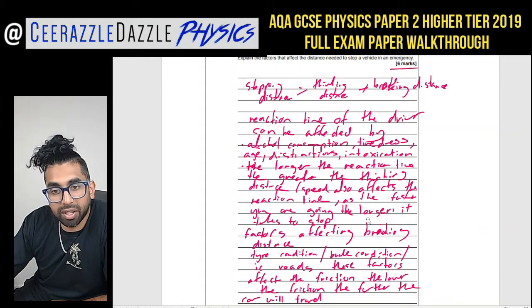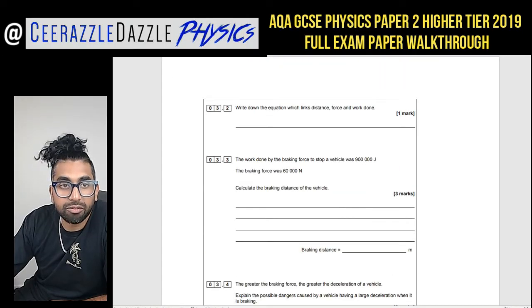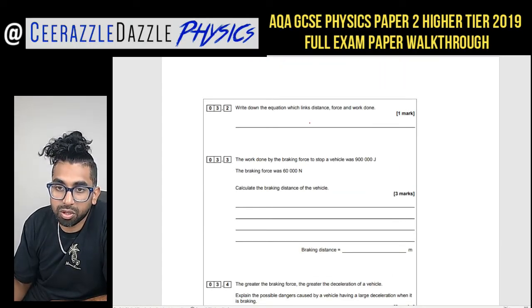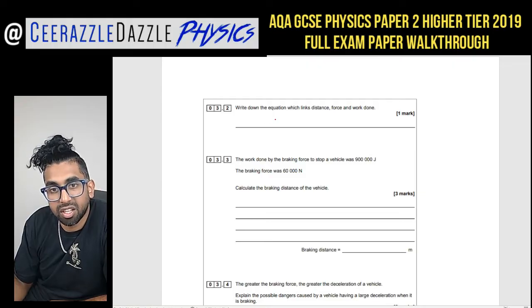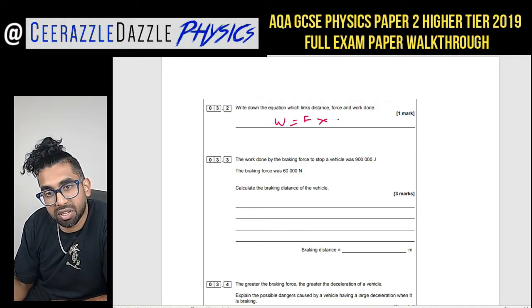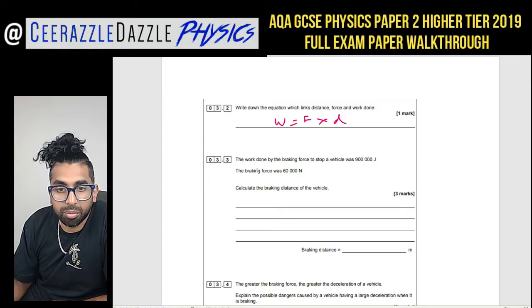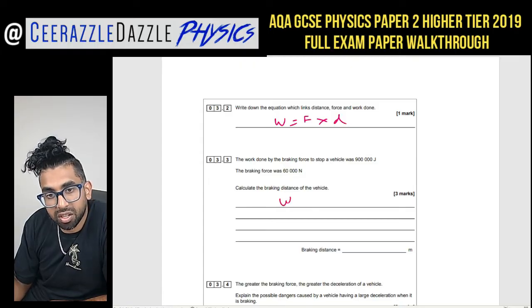Okay, the next one then. Let's go for it. So 3.2, write down the equation that links force, work done, and distance. So work done is equal to the force times the distance. 3.3, calculate the braking distance. So work done divided by force is equal to the distance.